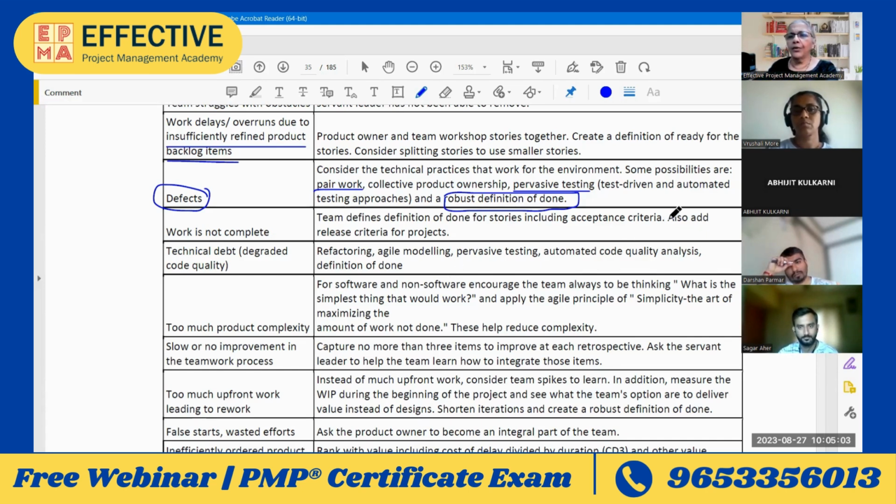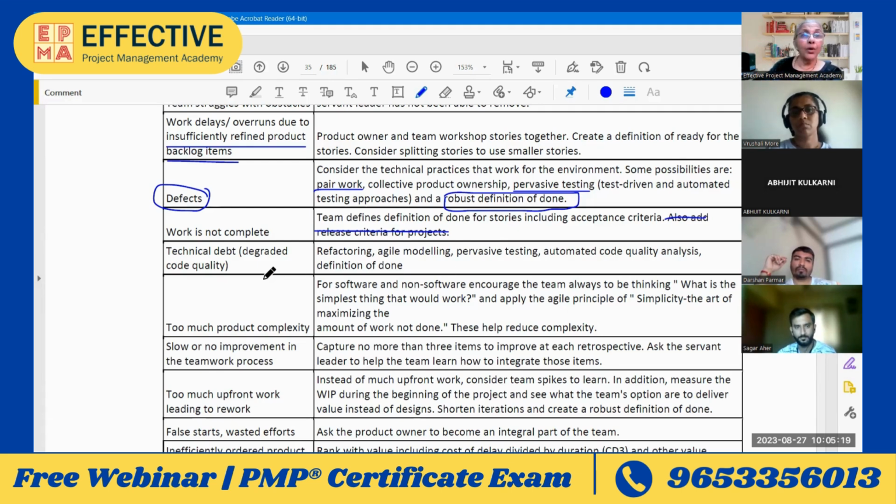This is not what we are going to think about. Not for us, not in the scope of the examination. So let's not get into too many technical details of agile. So develop a good DOD.